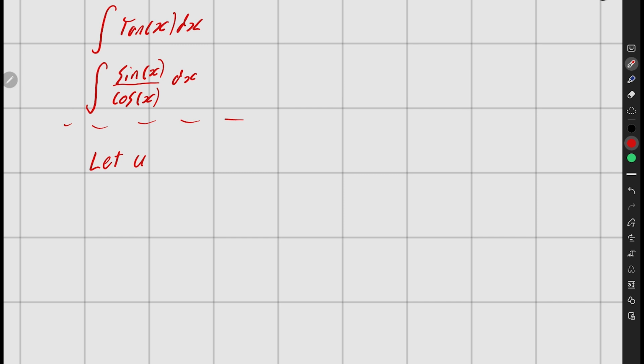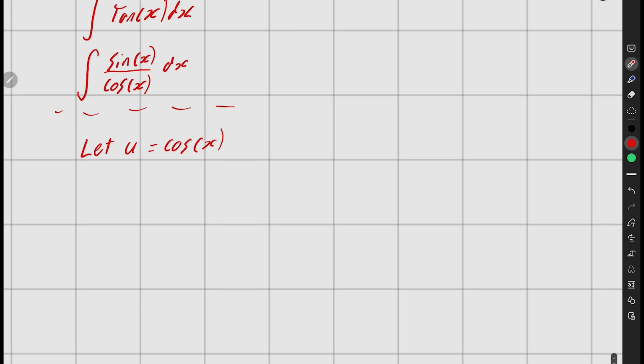And I know this is hard to visualize, so let's start by letting u equal cos of x, because it's on the bottom. And I'll show you the reason why: when introducing a new variable u, we're going to be writing the new integral in terms of u and not x.